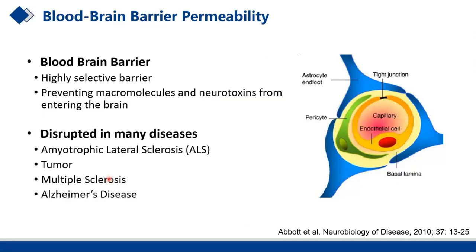So as we all know, the blood-brain barrier is a highly selective barrier formed by the endothelial cell tight junctions, the astrocyte end-feet, and the basal lamina, and it prevents macromolecules and neurotoxins from going into the brain. So it is crucial for normal brain function. And we all know that the BBB is disrupted in many diseases such as ALS, tumors, MS, and Alzheimer's disease. So of course, it is important for us to measure the BBB permeability.